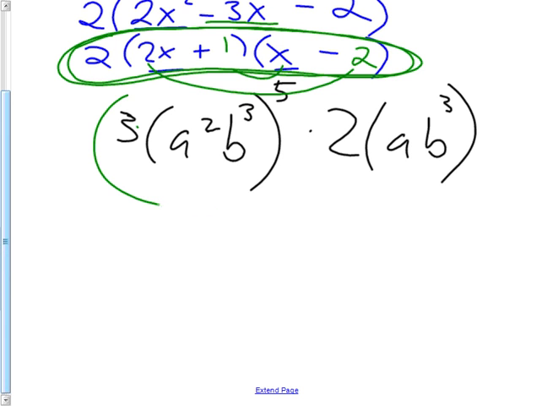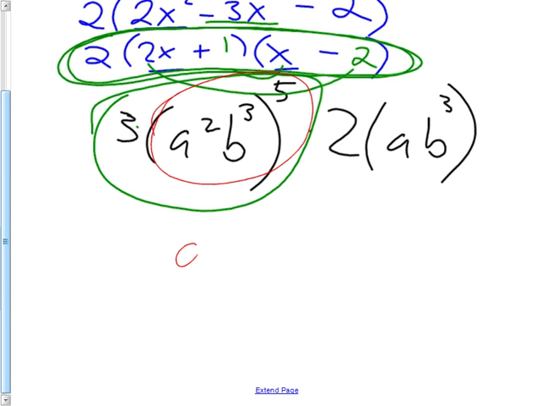All right, this next thing, this is basically just doing things in the right order. And this one right here is our first part of the problem. And do I do the multiply by 3 or the power of 5? Power of 5. So I'm going to do the 5 first. This part right here. And that means a to the 2nd to the 5th. That means a to the 10th. And b to the 3rd to the 5th. That means b to the 15th.